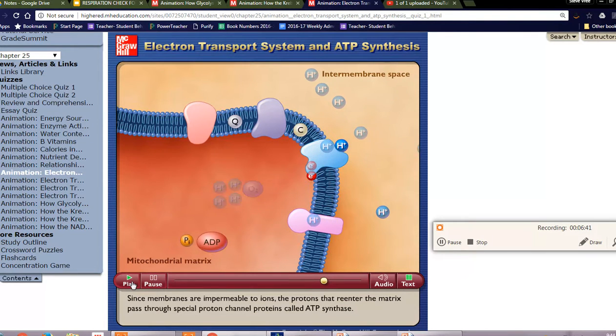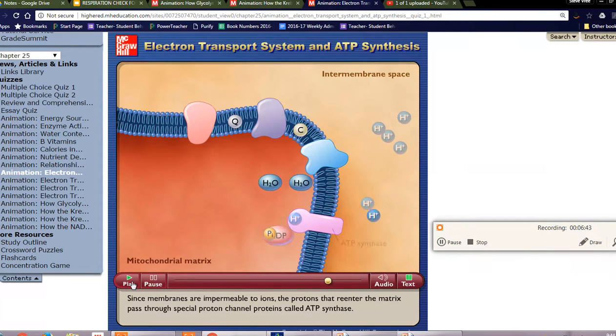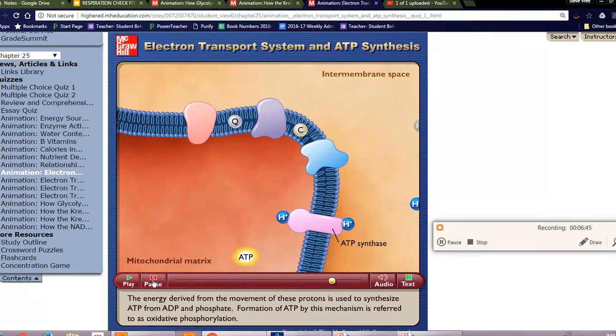Here we go. So there it is. Okay, so look at that. See, ADP turns into ATP. That protein is called ATP synthase, and it's going to turn ADP into ATP because of all those hydrogen ions. We're going to make about 30, 32, depending on the source you check, ATPs.